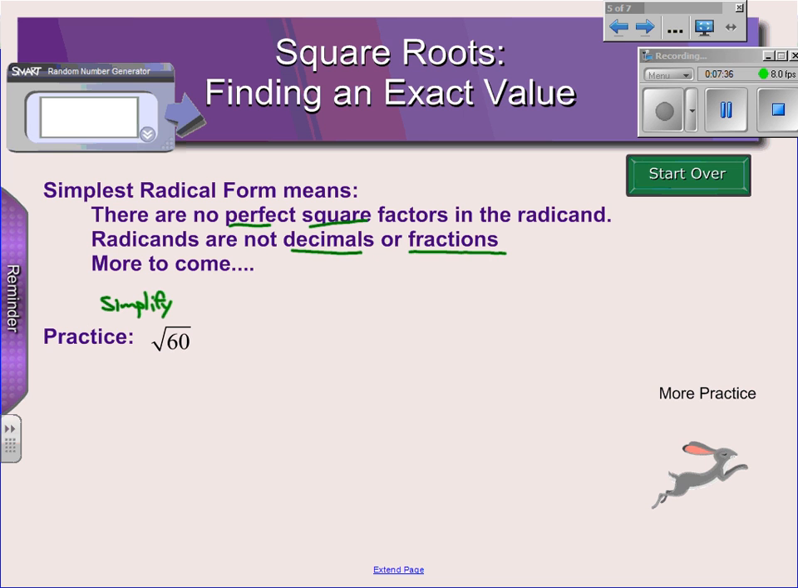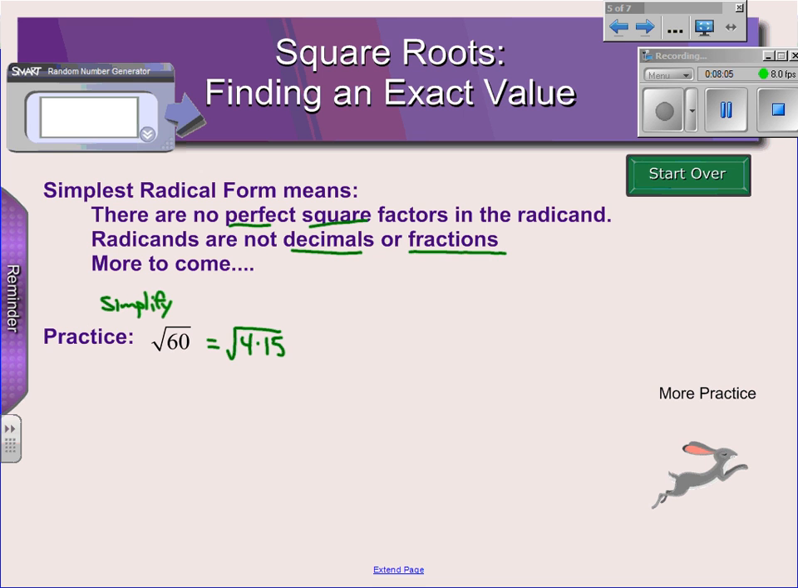So what we do is we look at this radical, the square root of 60, and you break it down into a square factor and whatever other factor you can think of. So when I look at 60 and I try to think, can I think of a square factor of 60? Sure, 4. 4 times 15. Now 15 is not a perfect square, but 4 is.